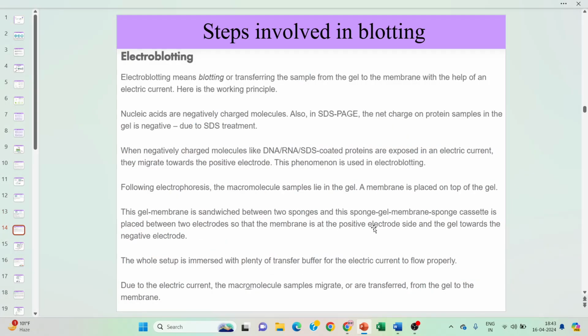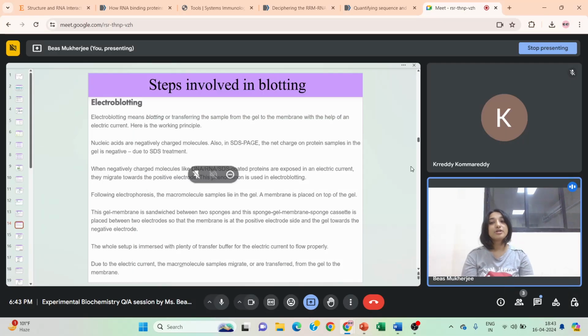Okay. But what happens in case of electroblotting? Electroblotting means blotting or transferring the sample from gel to the membrane with the help of electric current. Here is the working principle. Nucleic acids are negatively charged molecules. Also in SDS-PAGE, the charge of the protein is negative due to SDS treatment. So when negatively charged molecules are exposed to electric current, they migrate towards the positive electrode. This phenomenon is called electroblotting.